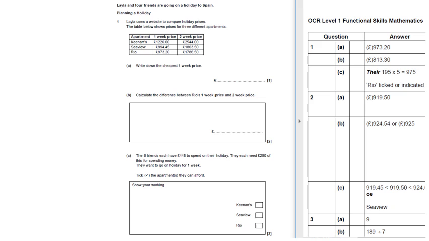Right. So Leah and her 4 friends, there's 5 of them. Okay, I'm going to write that. So 5 people. I don't know if it's relevant. Leah uses a website to compare holiday prices. The table below shows prices of 3 different apartments. Write down the cheapest for week 1.